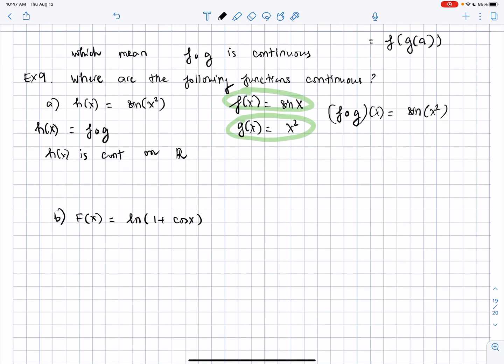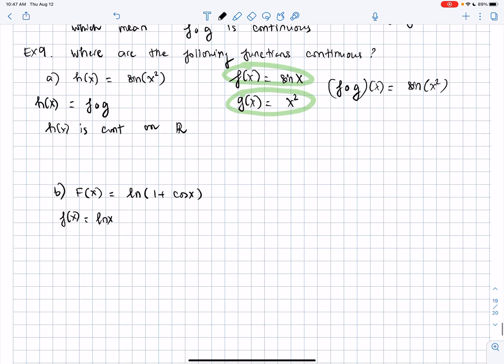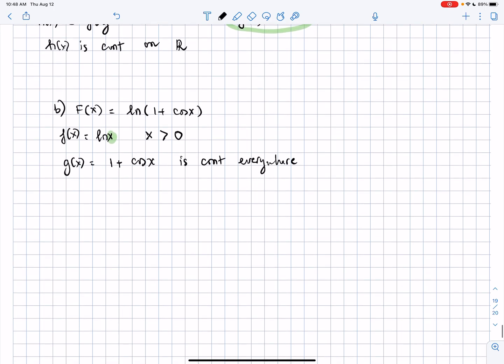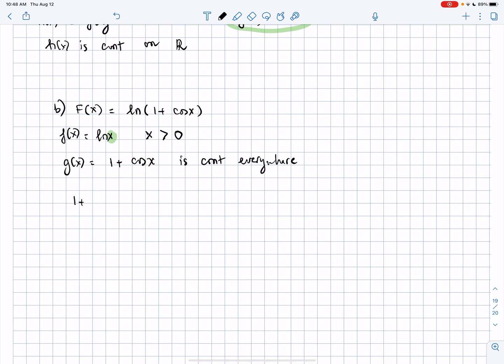In part B, the most outside one is the function f of x is ln x, and the function g is 1 plus cosine x. 1 plus cosine x is continuous everywhere. It means continuous on R. But the ln of x has to be continuous when x is positive. It means that when you plug the function g into the function f, the 1 plus cosine of x has to be positive.